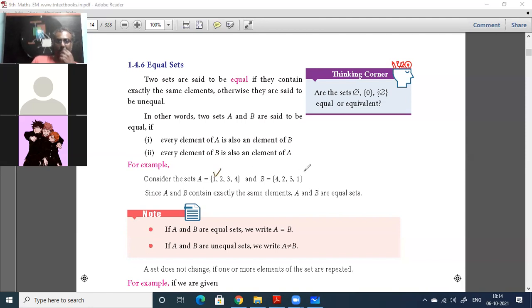1 is in A, is 1 in B also? Yes, uncle. 2 is in A, 2 is in B also? Yes. 3 is in A, 3 is in B also? Yes. 4 is in A, 4 is in B also? Yes. In the same way, 1 is in B, 1 is in A? Yes. 3 is in B, 3 is in A? Yes. 2 is in B, 2 is also in A. 4 is in B, 4 is also in A. So both the conditions are satisfied. Every element in A is in B, every element in B is in A. So these are equal sets. So A is equal to B. Very nice. Very important basic concepts. They will be very helpful throughout your life.